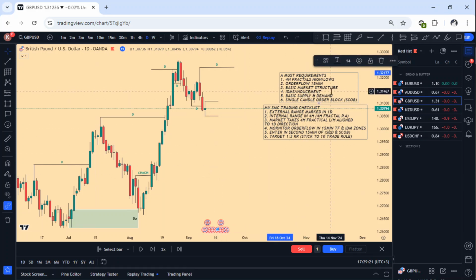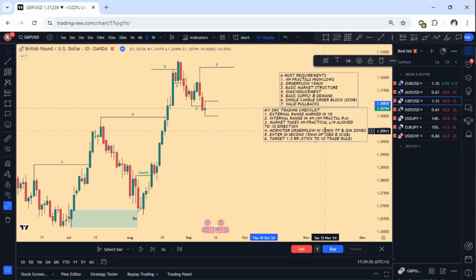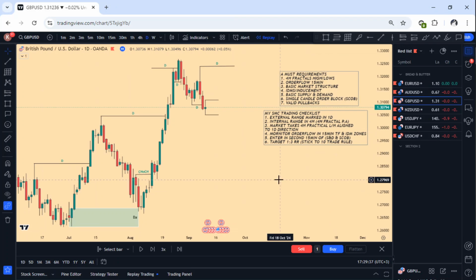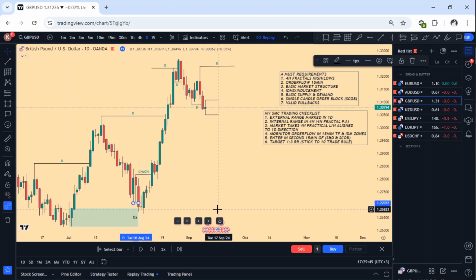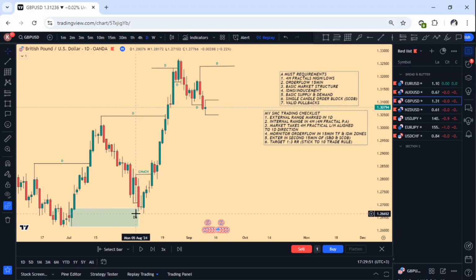So in this list, what you also need to know is valid pullbacks, not just pullbacks, valid pullbacks. That one will help you a lot. Because let me just explain what happened here. The market pushed down, then it pulled back. Why? Because this pullback never broke this low, and therefore if you go to a lower time frame like 4 hours, you'll find out this was a break of structure, this was a pullback, and this was a break of structure.